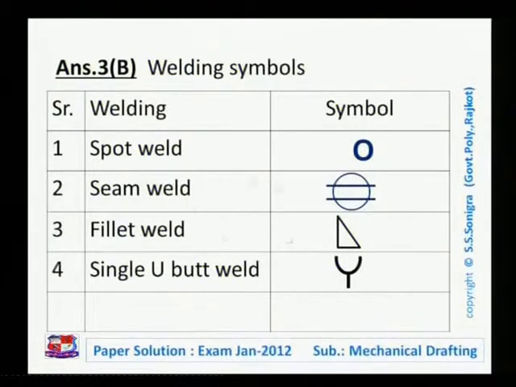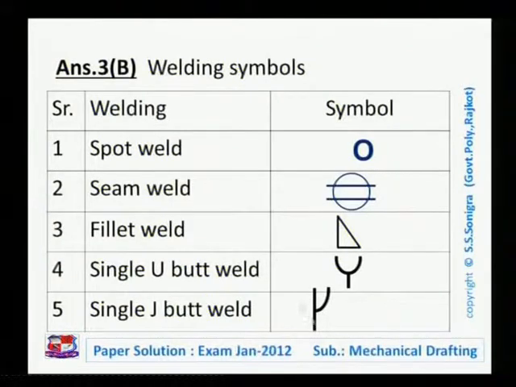You have to remember all these symbols because any symbol may be asked for 1 mark. Number 5 is single J butt weld, and its symbol is drawn like this, a straight vertical line and this curvature shape, or J, which touches this vertical line. So these are the symbols. You need to draw any three symbols. If you draw a circle, a right angle triangle and this U, you will get full 3 marks.